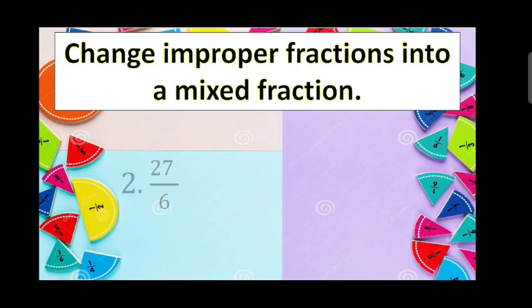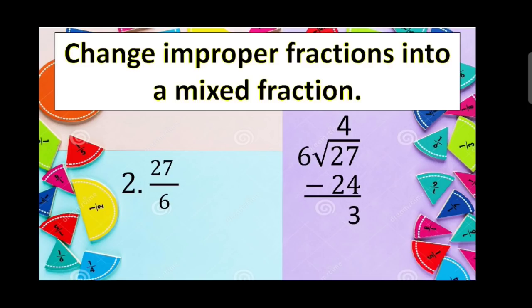Okay, next, another example. We have 27 over 6. So, para makuha natin yung mixed fraction yan, i-divide natin yung 27 kay 6. So, 27 divided by 6, skip counting tayo, 6, 12, 18, 24. So, 4. So, 4 times 6 is equal to 24, then subtract them. So, 27 minus 24, it would be 3. So, our mixed fraction is 4, 3 over 6. Okay? So, tingnan nyo yung mixed fraction natin. It is composed of whole number and proper fraction.